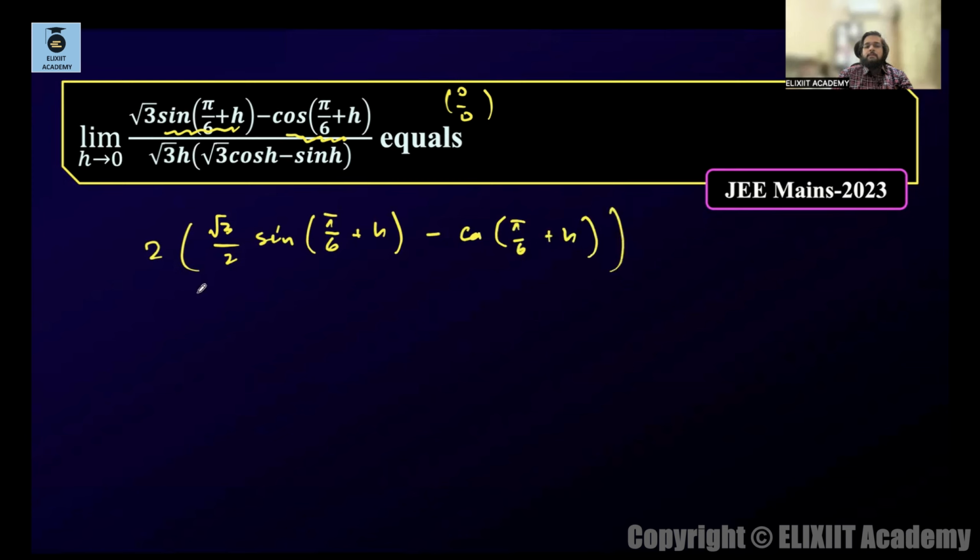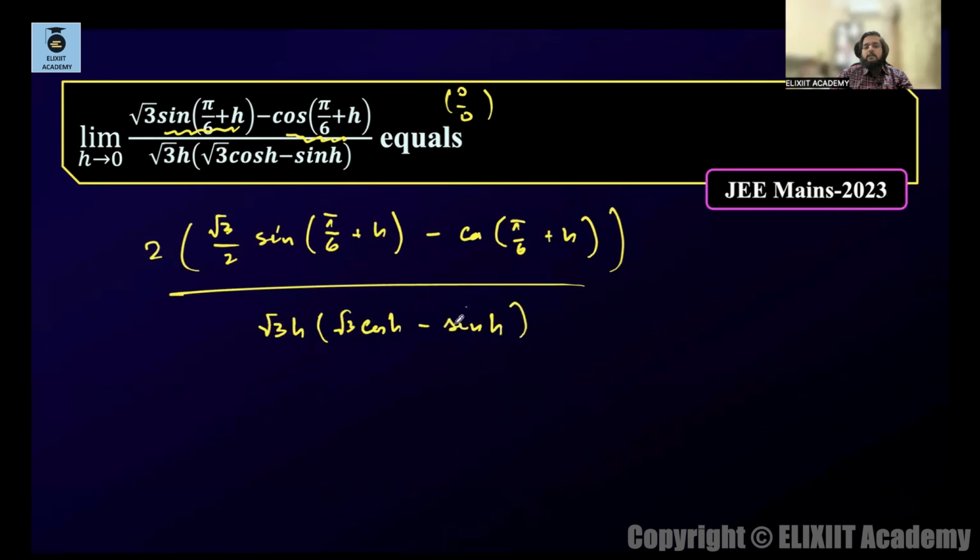That's what we'll have, divided by root 3h into (root 3 cos h minus sin h). What is the benefit over here? This part will become what? Cos pi by 6. Yes or no? This part will become what? Cos pi by 6. And this part here we don't have any coefficient.